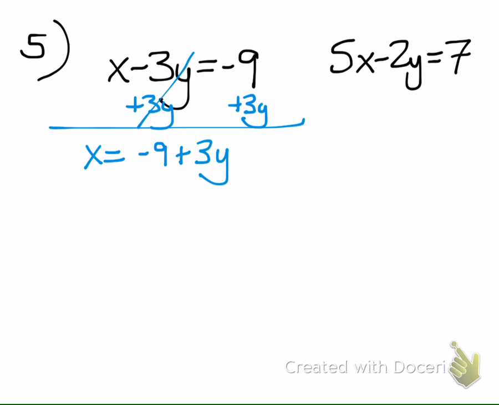Now I have a variable that's solved for that I can substitute. I know what x is equal to. Since x is equal to negative 9 plus 3y, that's what I'm going to substitute for in here. In place of x, I'm going to put negative 9 plus 3y. So I got 5. Always has to go in parentheses. Minus 2y equals 7.